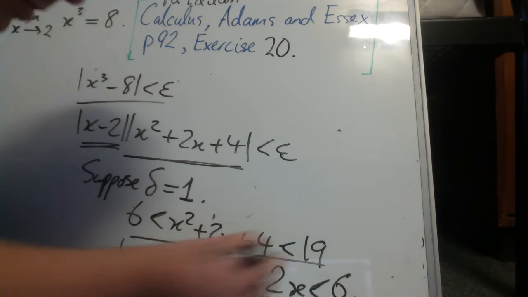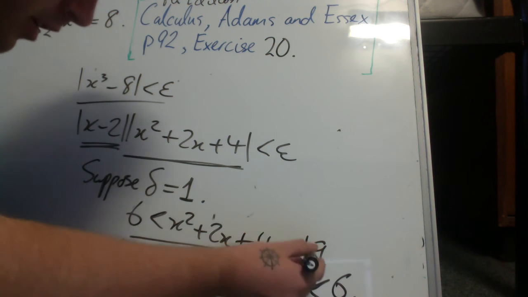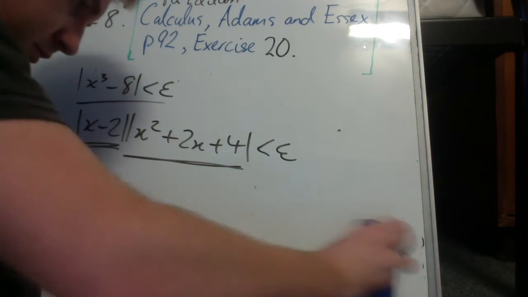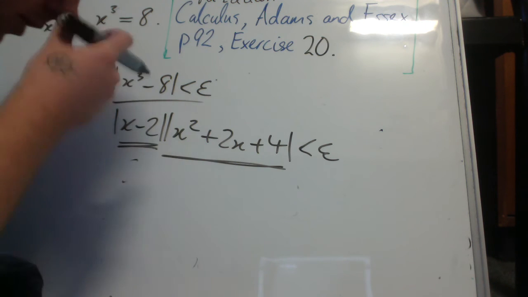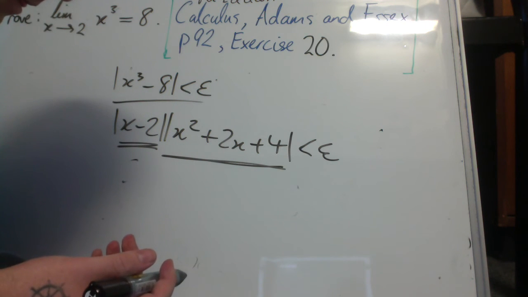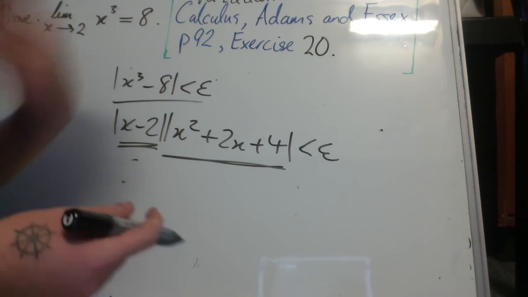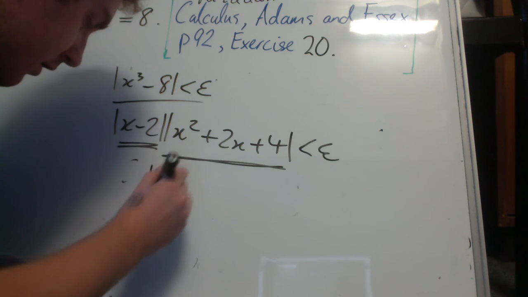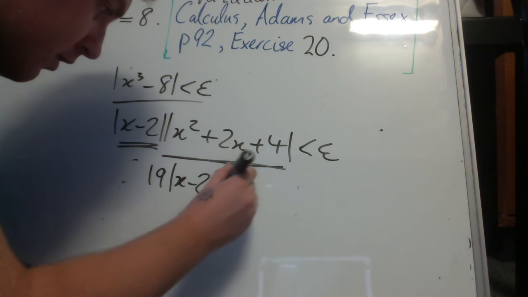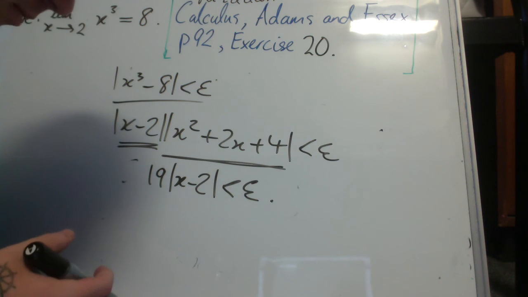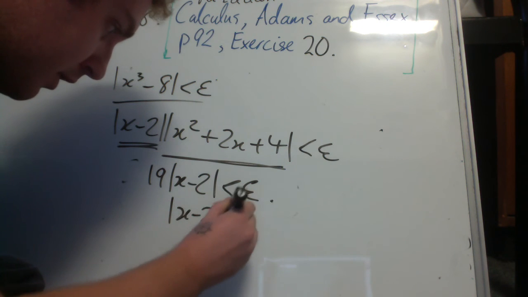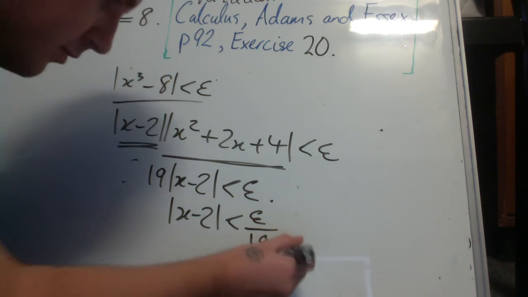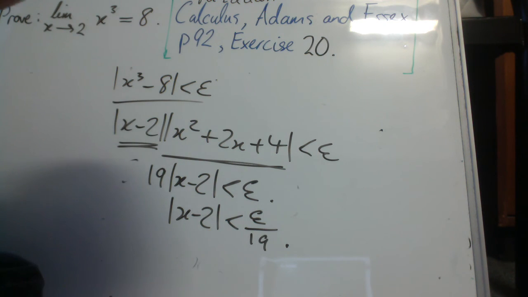So what we want to do is plug in the upper bound. So we're going to replace this with 19. Okay, cool. So now we get |x - 2| < epsilon over 19. It's pretty cool. So now we've actually found our value of delta.